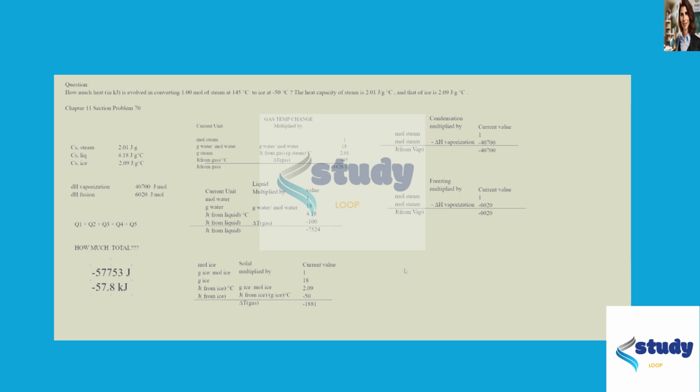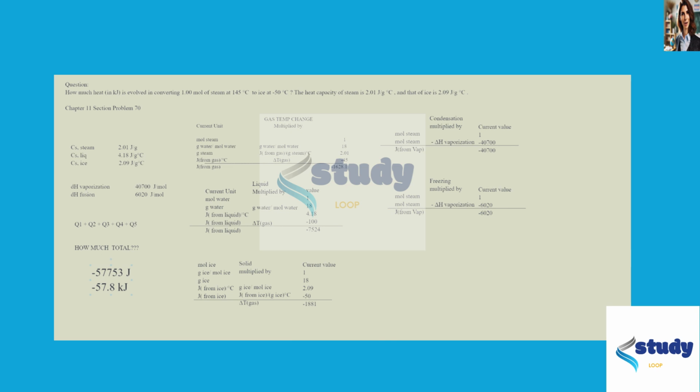Okay, this is chapter 11, problem 70, and this is the part in the chapter where things start to get a little bit longer. So what we have to do is calculate the amount of heat that's evolved in kilojoules for 1 mole of steam at 145 degrees Celsius to ice at minus 50 degrees Celsius.